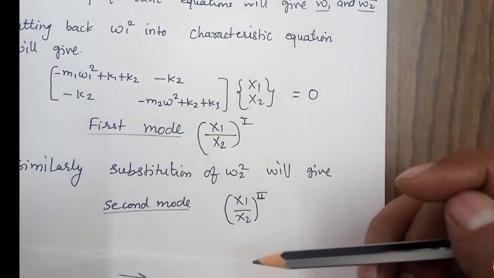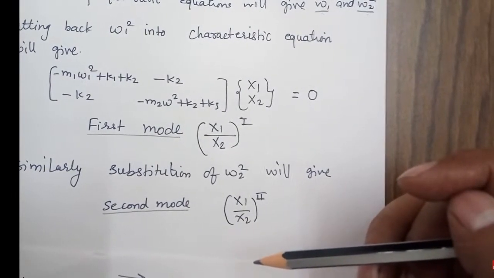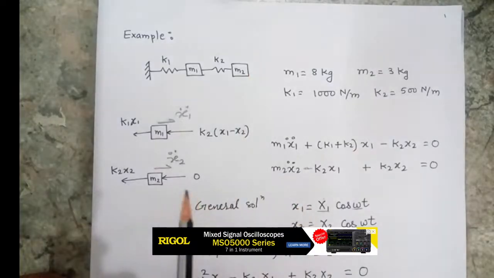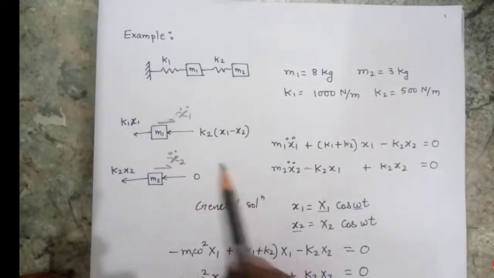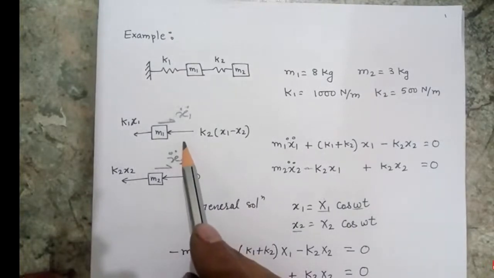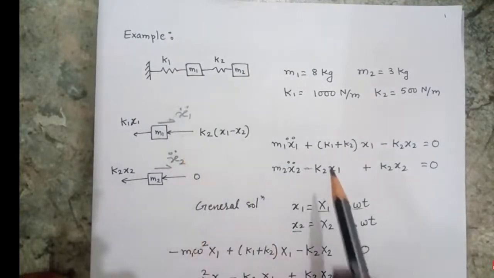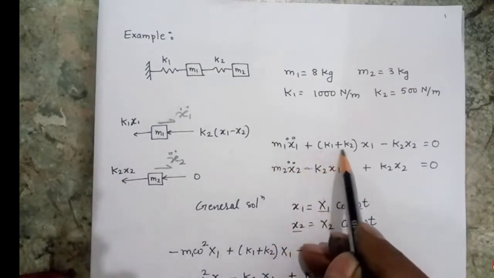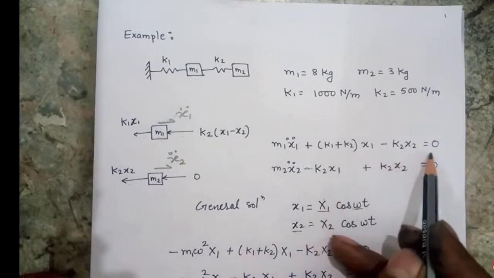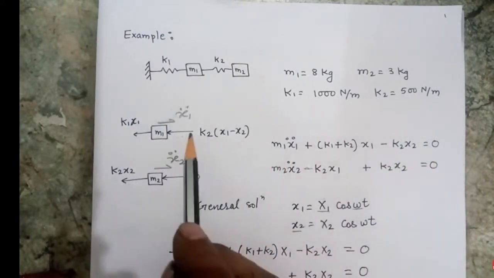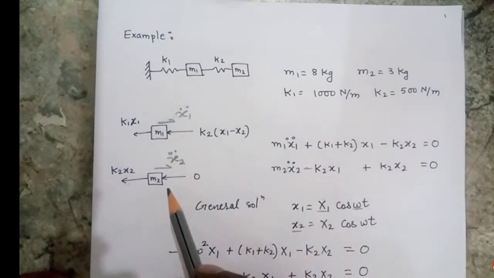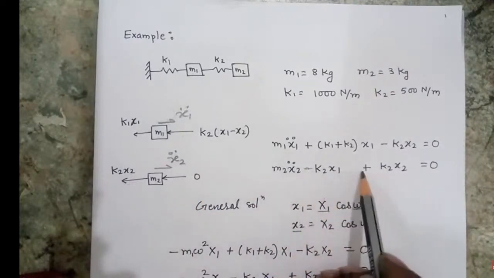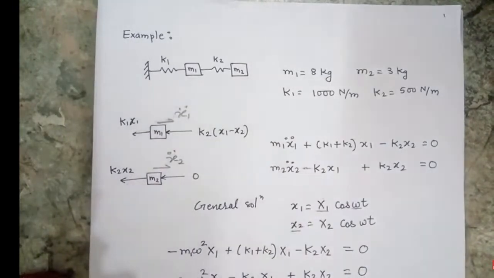Now further we will see an example and try to understand all these things simply. There will not be any force on the other side. When I apply the D'Alembert principle and write the equation of motion, I get m1 x1 double dot plus k1 plus k2 x1 minus k2 x2 is equal to 0. It corresponds to the first mass, and similarly I get the second equation, m2 x2 double dot minus k2 x1 plus k2 x2 is equal to 0.